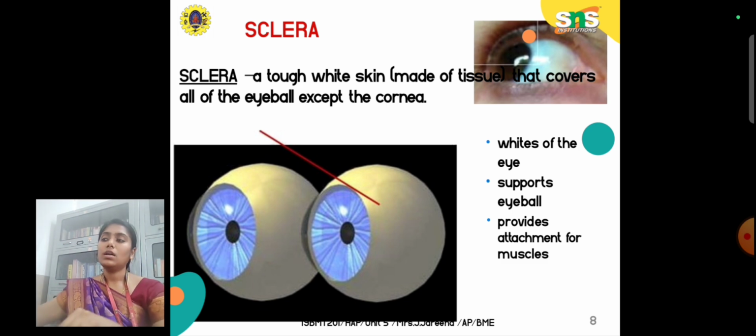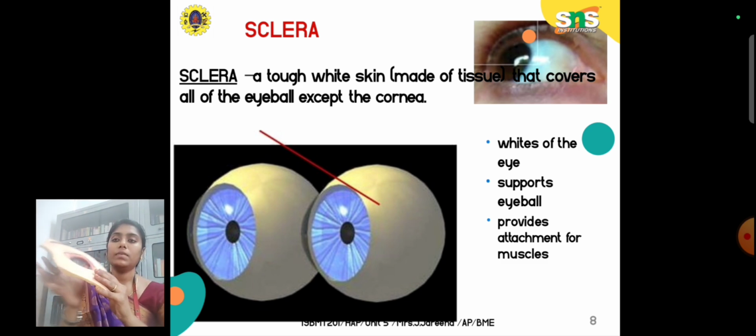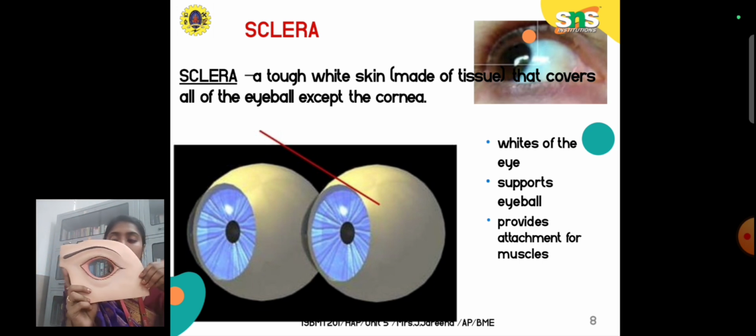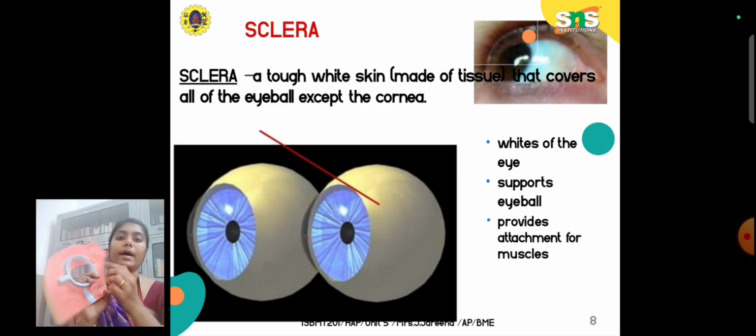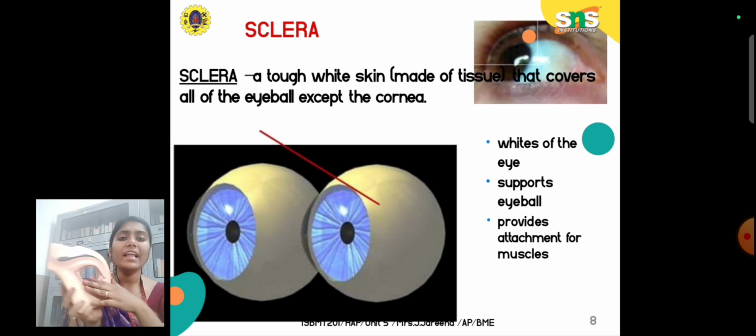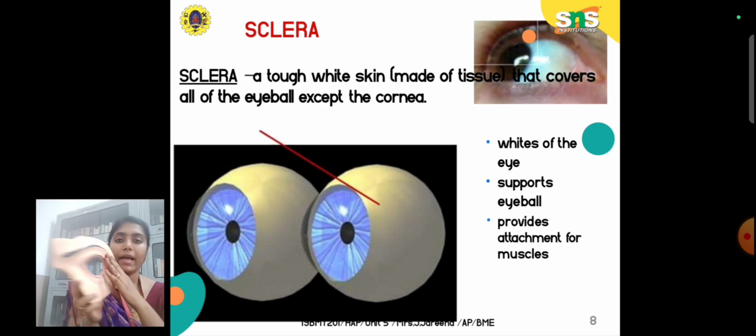Not only these parts, you also have other accessory structures of the eye: eyebrows, eyelids, and this part called the conjunctiva. At the back you have this gland-like structure called the tear glands. The reason for having the eyebrows, eyelids and eyelashes is to protect our eye from dust and many other external factors.